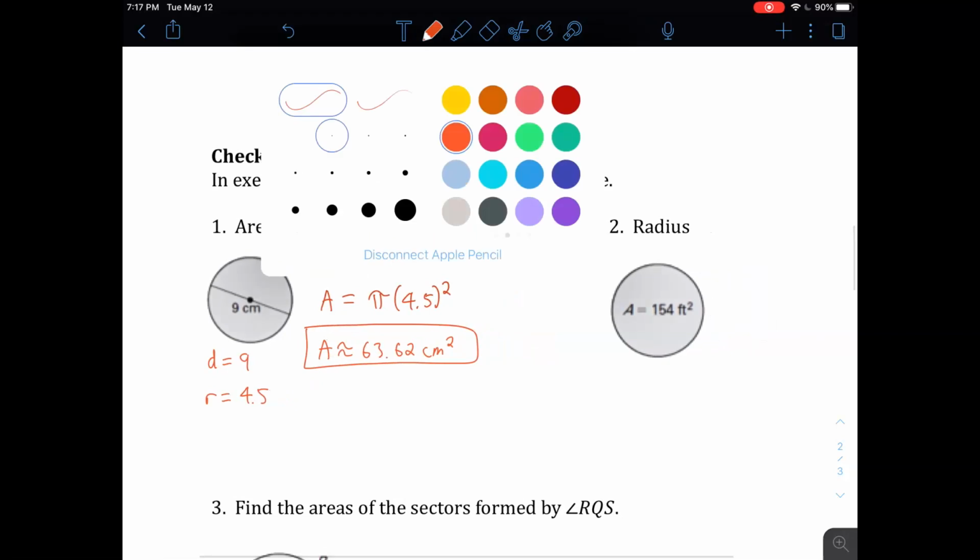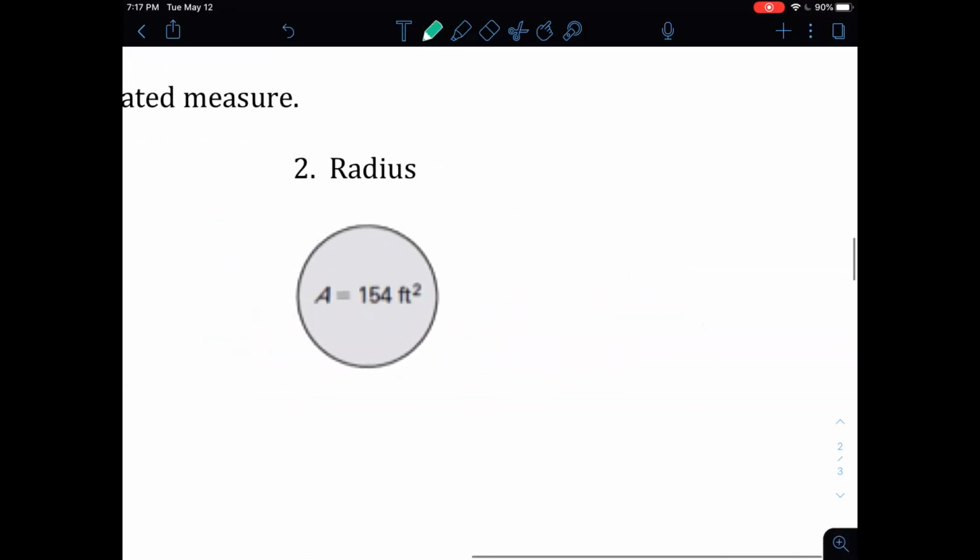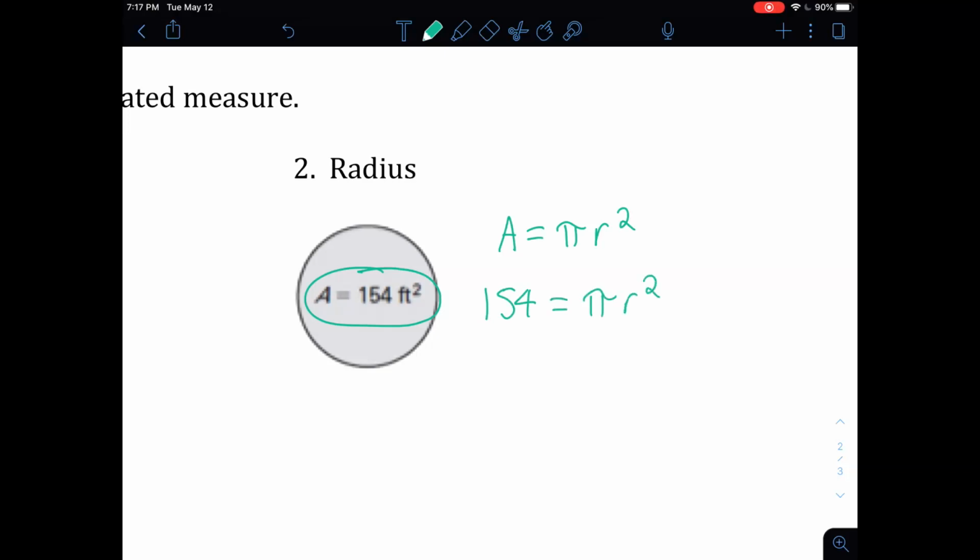All right, let's do the second one now. Now, we're looking for the radius, and we know the area is 154. So we have A equals pi r squared. So we're going to plug 154 in for area. Now, how do we solve for r? Are we going to get rid of the squared or the pi first? We're going to divide by pi first.